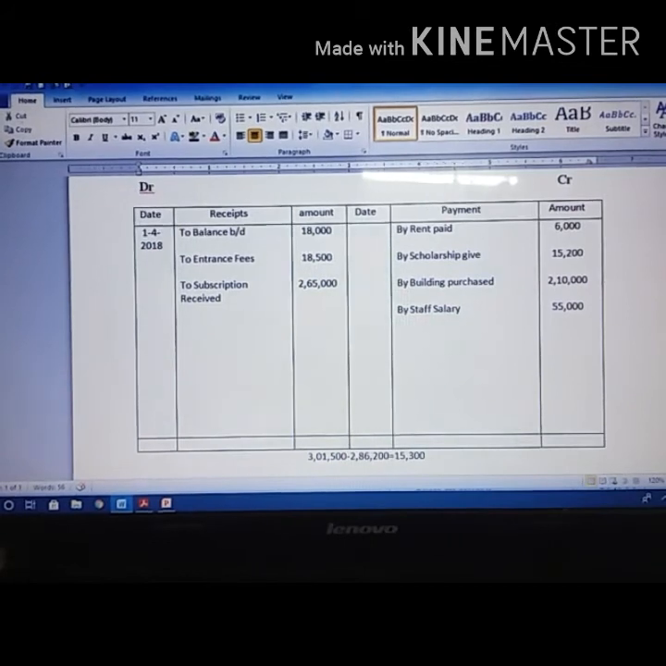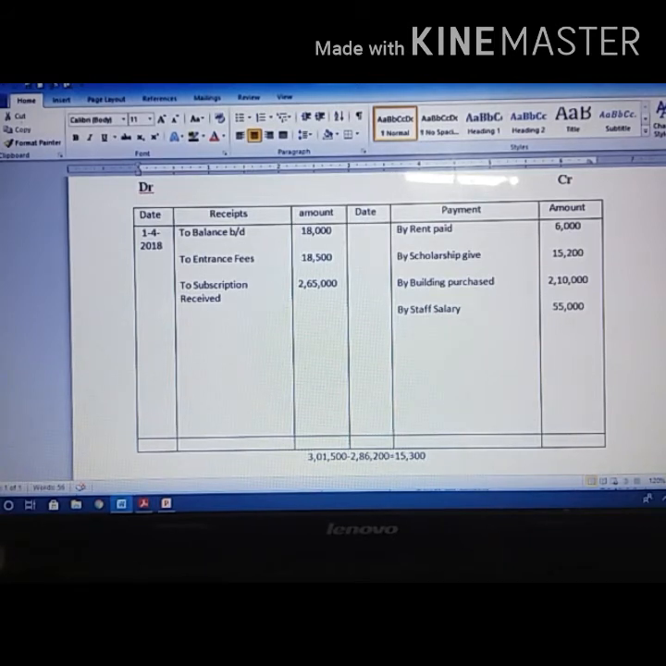So likewise you have to find out. You must add the debit side separately and the credit side separately. After adding this, you have to subtract the lowest value from the highest value. You are getting a balancing figure. So this balancing figure is called by balance c/d, cash in hand. This is the closing cash balance.